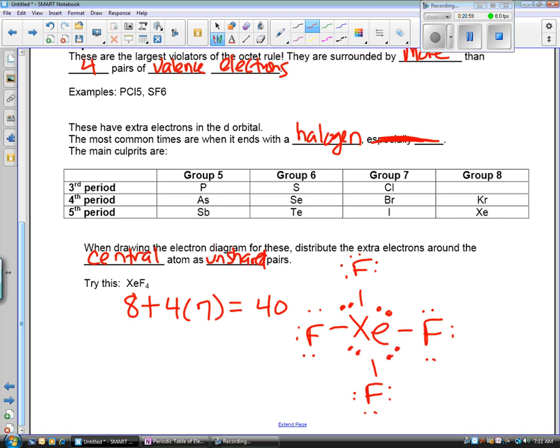If you ever need to put extra electrons, you can put them on the central atom. It's the only way you're going to ever put extra electrons on. Okay, doubling and tripling bonding will just make it less. It's the only way to make it more.